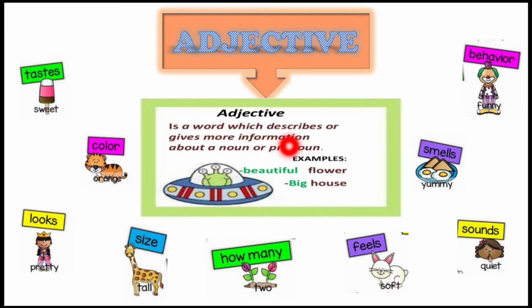An adjective is a word which describes and gives more information about a noun or pronoun. जो word हमें noun या pronoun के बारे में ज़्यादा information दे, वैसे जो words होते हैं उसे हम लोग क्या बोलेंगे? Adjectives बोलेंगे. Then we'll move to the next parts of speech.